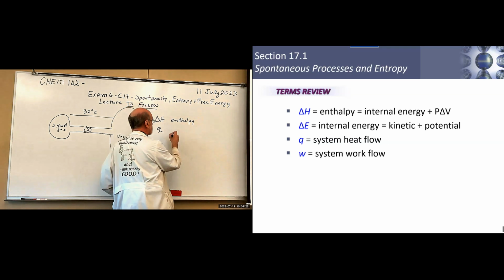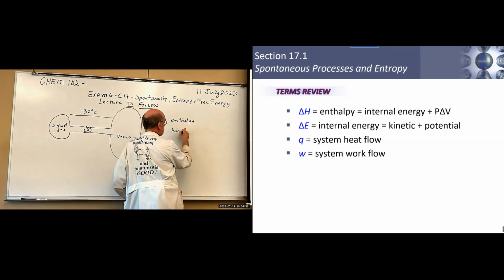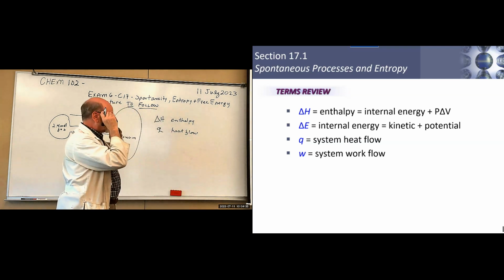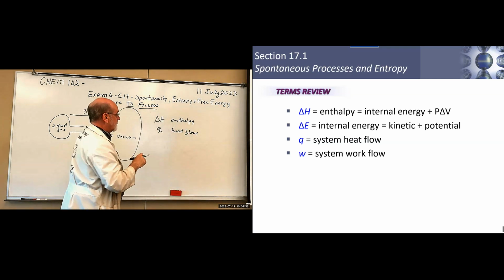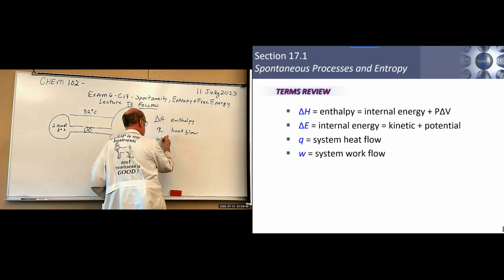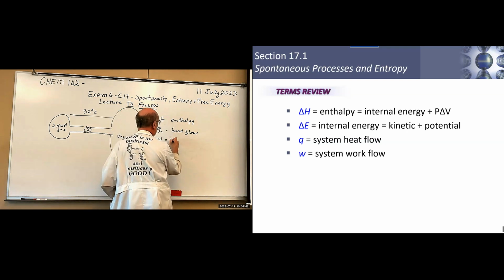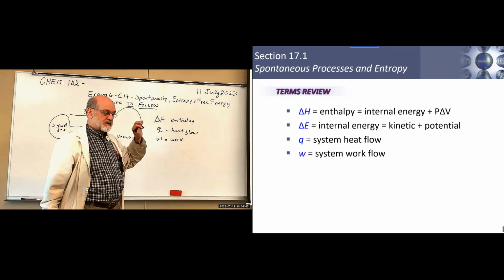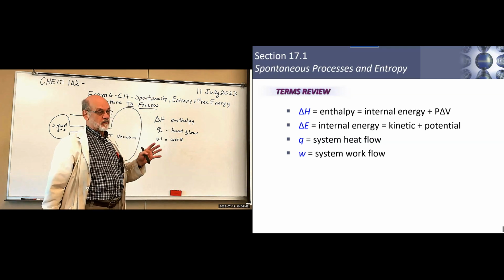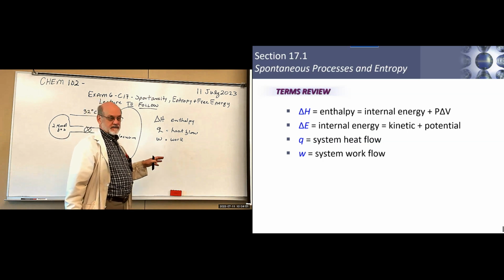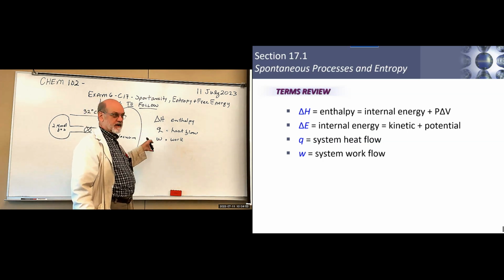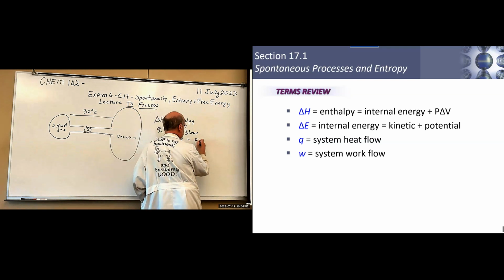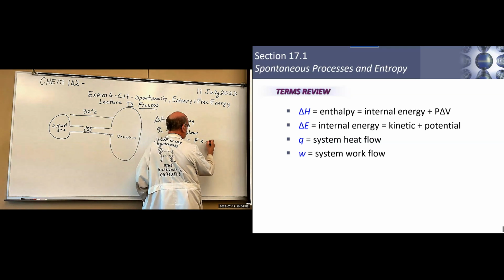Now, these two are related, but they're not the same. Right? Q is simply heat flow measured by a temperature change. W is equal to work. And this is the scientific definition of work. If you've had physics, if you haven't had physics, then that's okay. I'm going to define it for you anyway. Work is defined as a force applied through a distance.